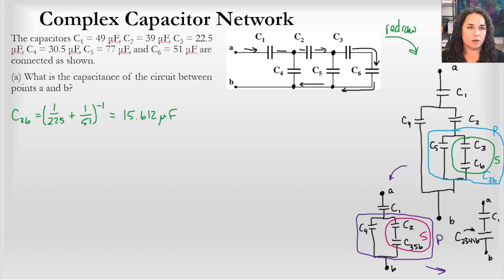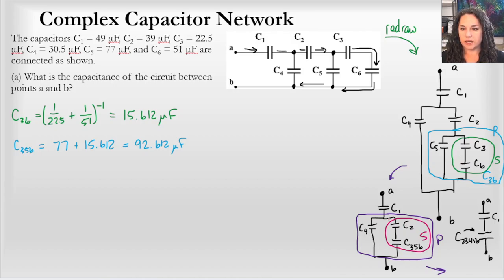Okay. I'm going to keep going on this. Let's add the blue portion here. The blue portion, we're going to call this C356, the equivalent capacitor. These are in parallel, so we're going to add them together. I'm going to take C5. C5 is 77. And then I'm going to add it on to C36, which I just found, 15.612, and you can do that in your head, maybe, 92.612 microfarads.